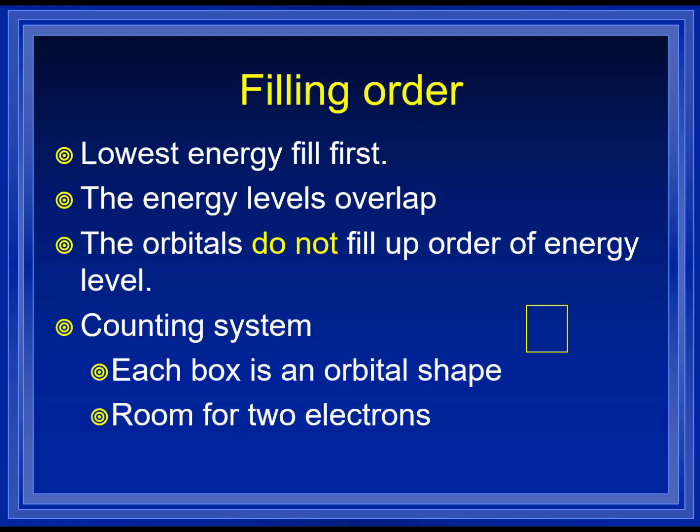So what we're going to do with those pink pieces of paper, we're going to come up with a counting system. Just keep track of how many electrons we have. And a box is an orbital. A box is a place for 2 electrons. So you'll see that on my diagram, I drew 1 box for S's, I drew 3 boxes for P's, 5 boxes for D's, and 7 boxes for F's. Let me see what I'm talking about on top of that diagram. Okay, so each box is an orbital shape, so each box is room for 2 electrons.